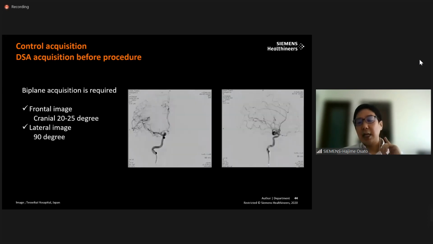After selecting the target vessel, take a control acquisition. It runs until the venous phase. The doctor evaluates the target region and the blood flow circulation, for example collateral flow, or whether the vein is occluded or not. On the frontal image, we usually use a cranial angle like a Towne visualization. The lateral image uses 90 degrees. The vessels are evaluated from two directions.